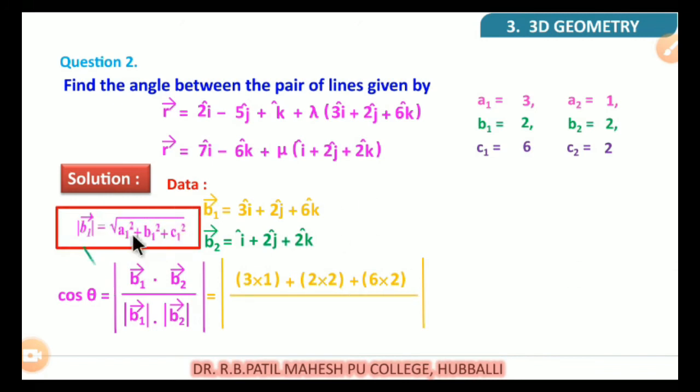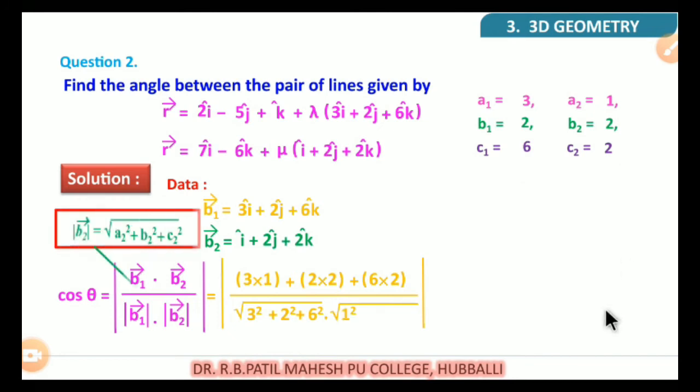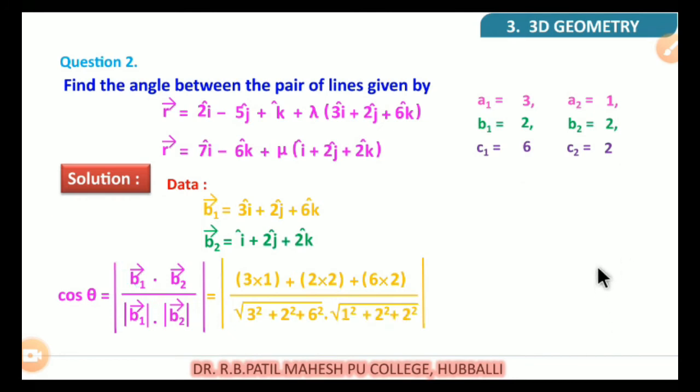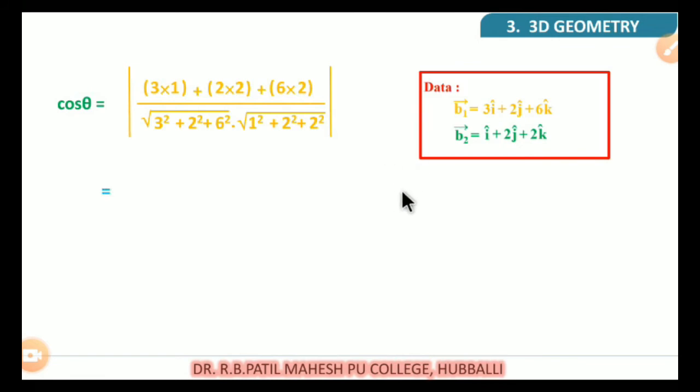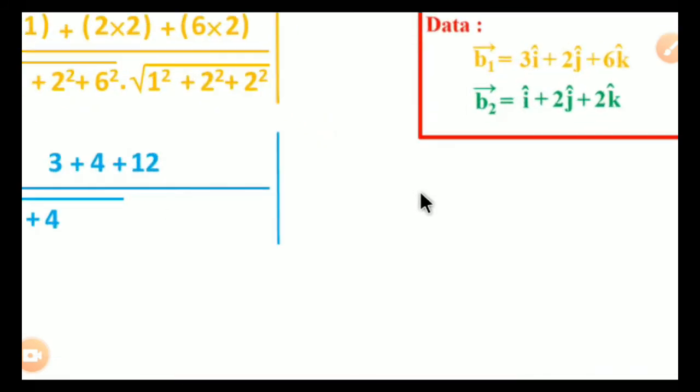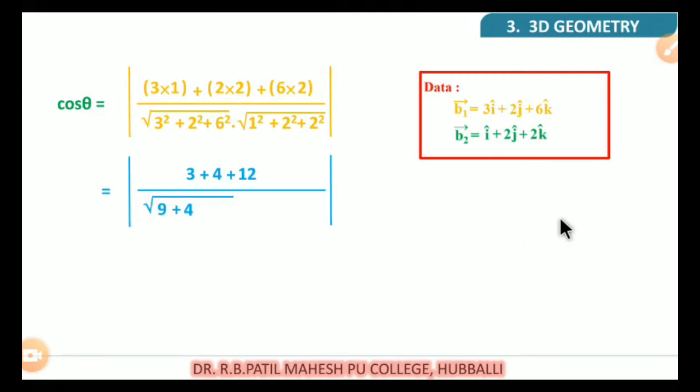So a1 into a2 means that is 3 into 1 plus 2 into 2 plus 6 into 2 whole divided by, that is magnitude of b1 means this is here square root of a1 square plus b1 square plus c1 square. Therefore, here square root of 3 square plus 2 square plus 6 square into again whole square root of 1 square plus 2 square plus 2 square. So after the simplification, cos theta is equal to whole modulus of 3 plus 4 plus 12 divided by square root of, that is 9 plus 4 plus 36 into the square root of again 1 plus 4 plus 4.